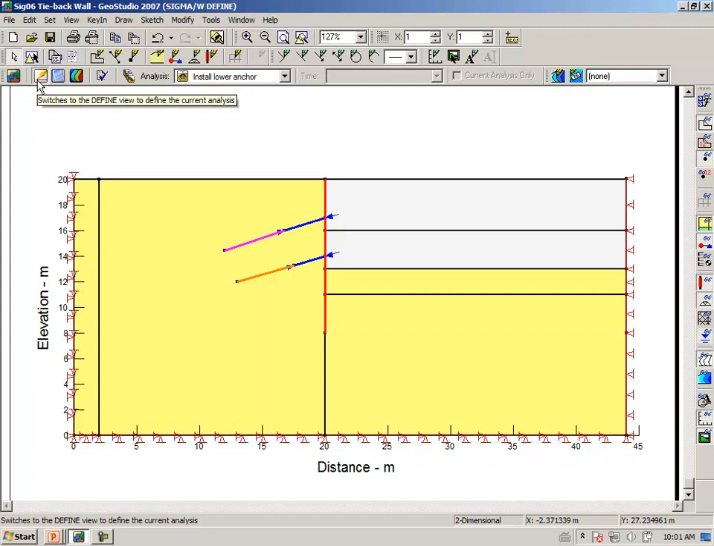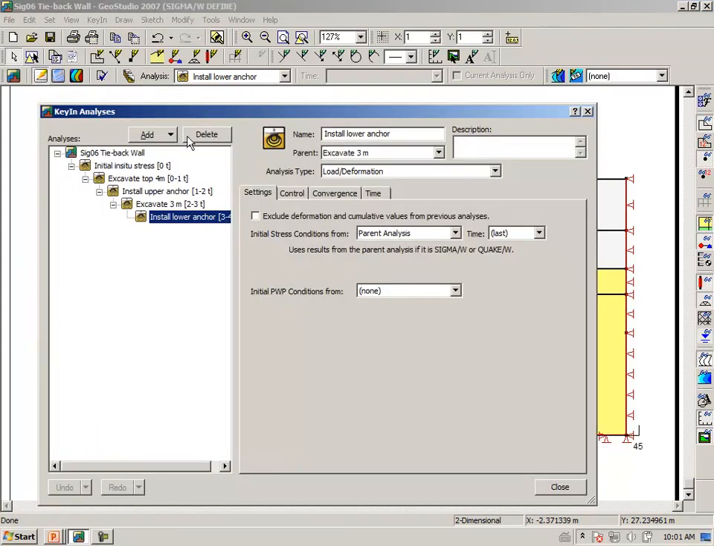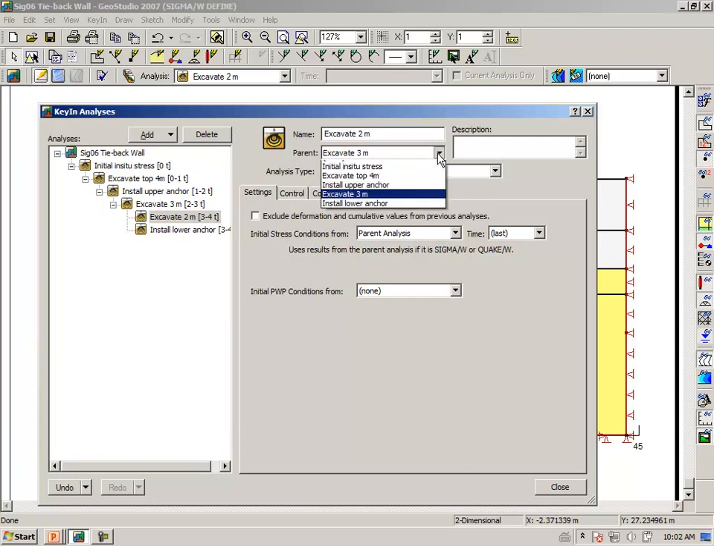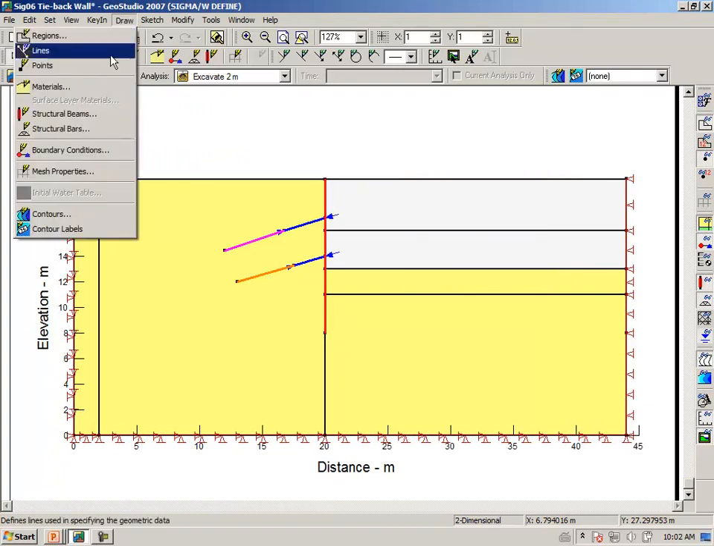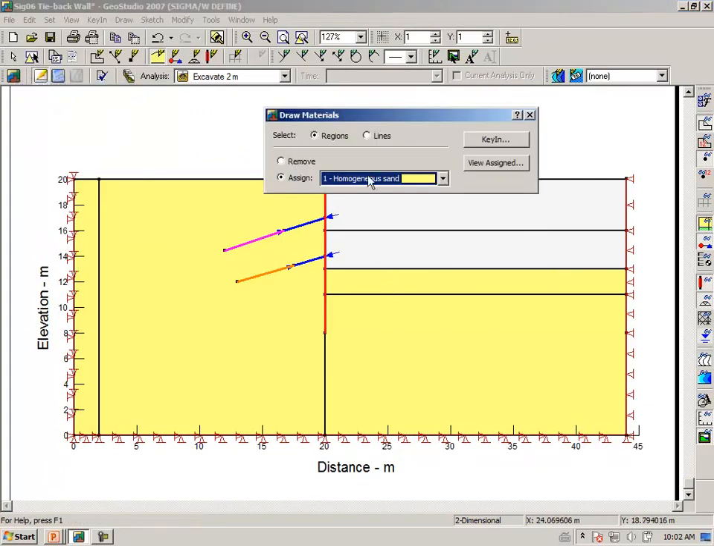Finally, we go back to define key-in analysis, clone the analysis one more time, excavate 2 meters, and the parent becomes the lower anchor analysis. Removing the material, draw materials, remove.